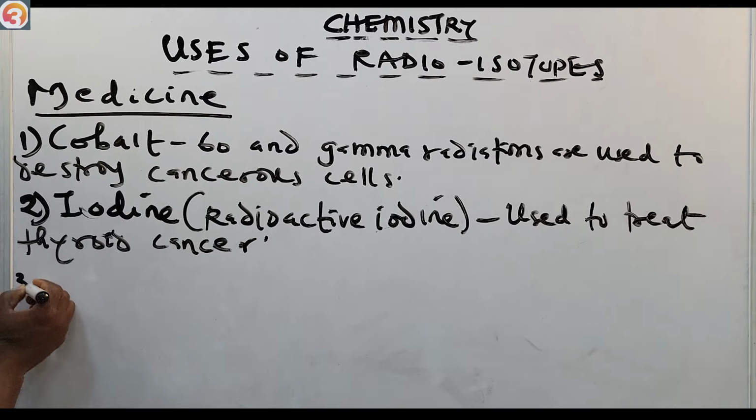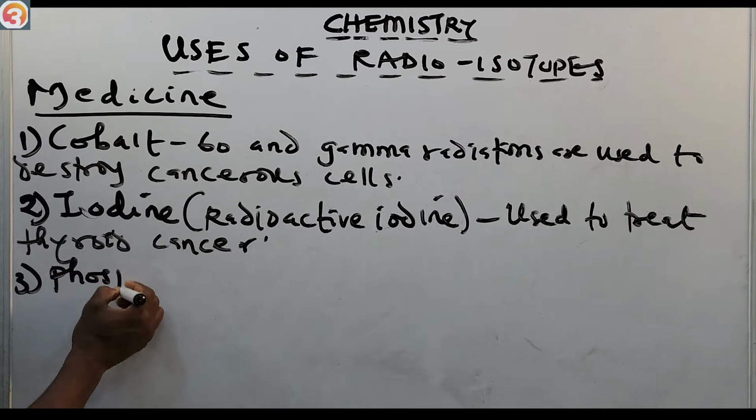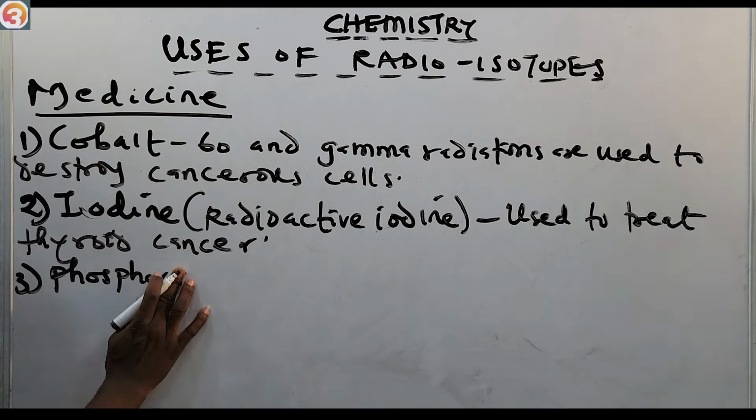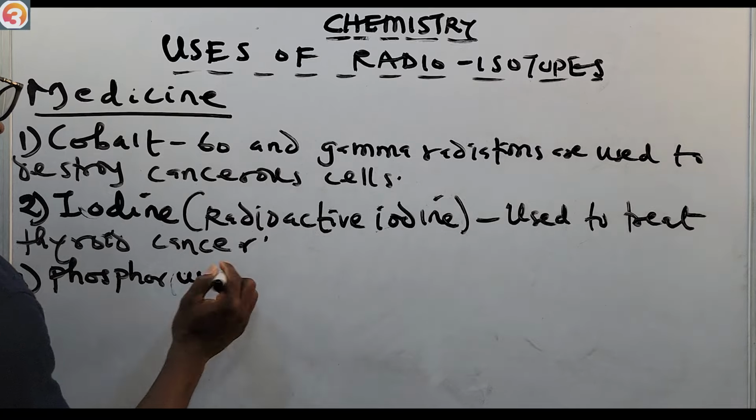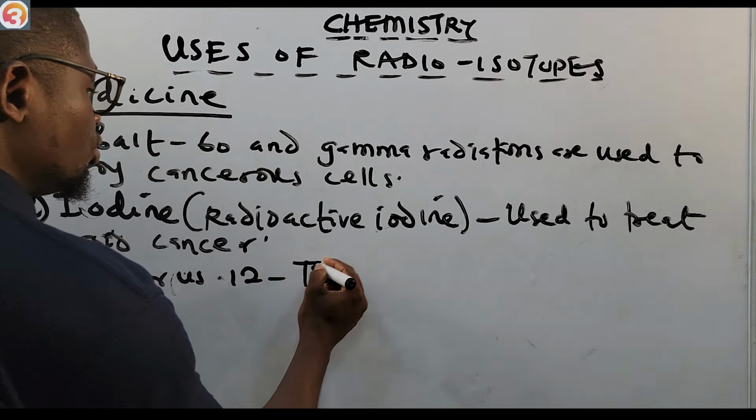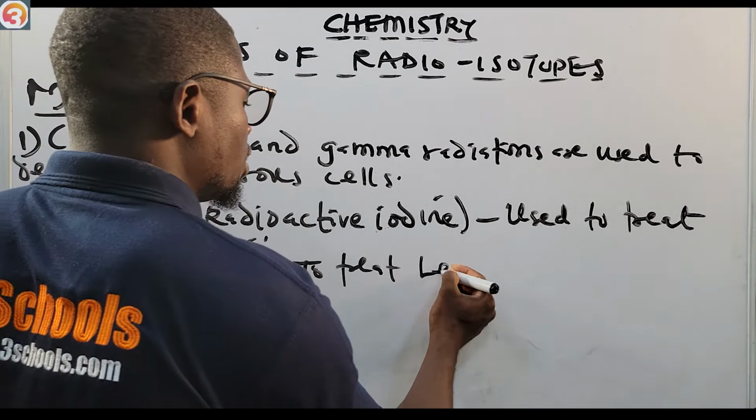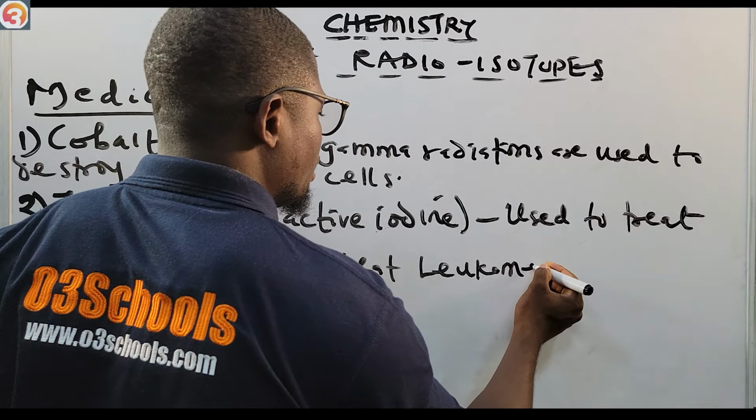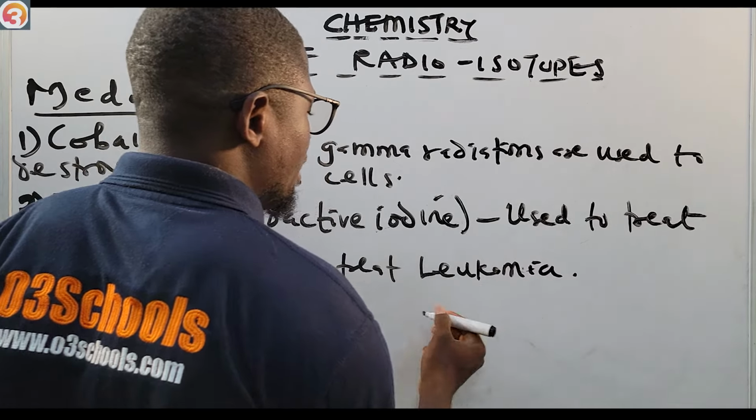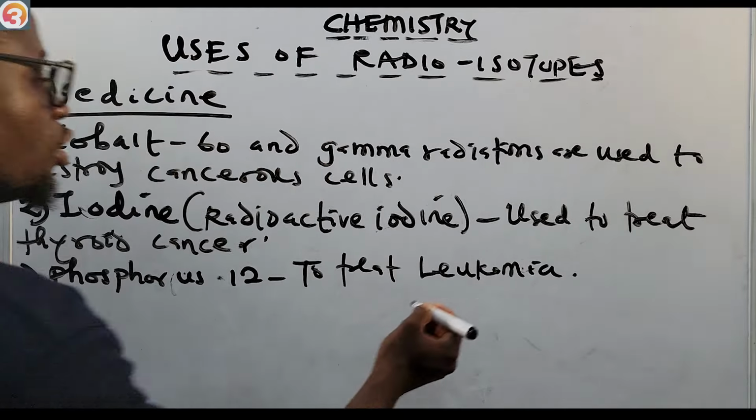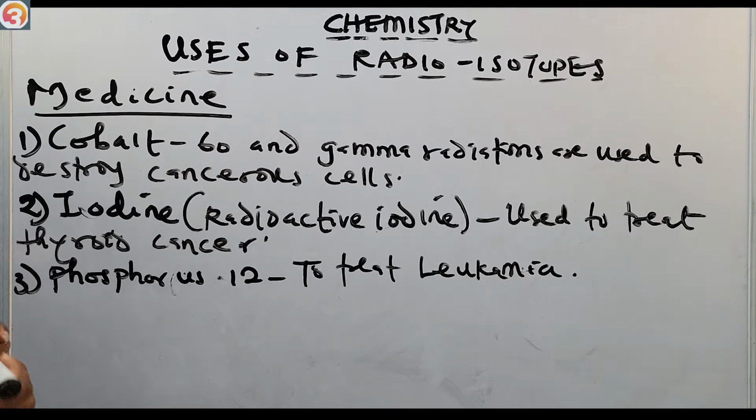Then also, we have phosphorus-32, which is used to treat leukemia. Number three, phosphorus-32 is used to treat leukemia. So please take note of that.